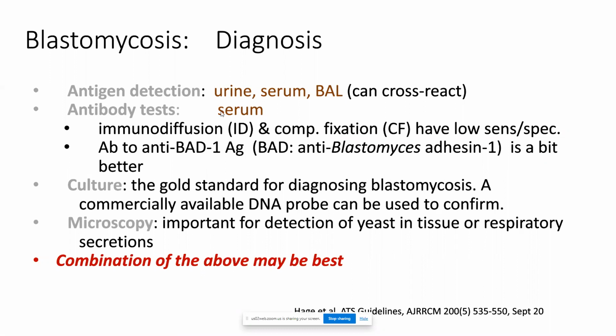We, for decades, have used serum antibody tests, both immunodiffusion and COMFIX, but timing and when you get them varies, and they can have fairly low sensitivity and specificity. Cultures, if you can grow them, that's the gold standard, but again, the sensitivity is low. And they're working on a DNA probe, but that's not yet confirmed. So the microscopy is great if you can see it on a smear. And so basically, to make your diagnosis, ideally a combination of all of this and the right clinical picture, and then you can make your diagnosis.